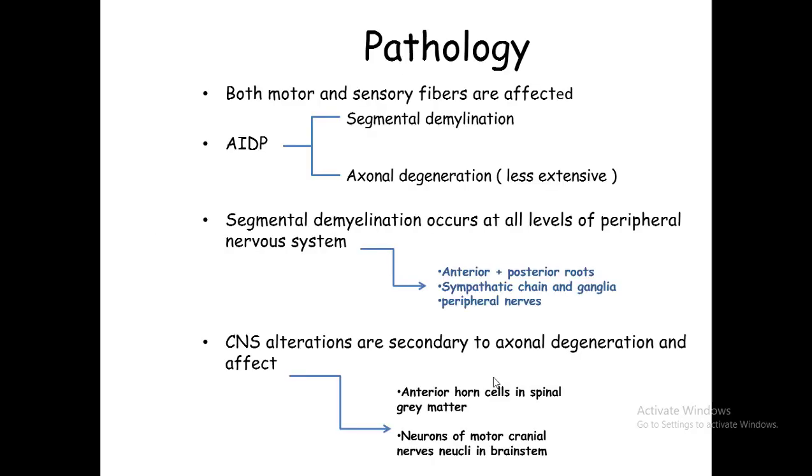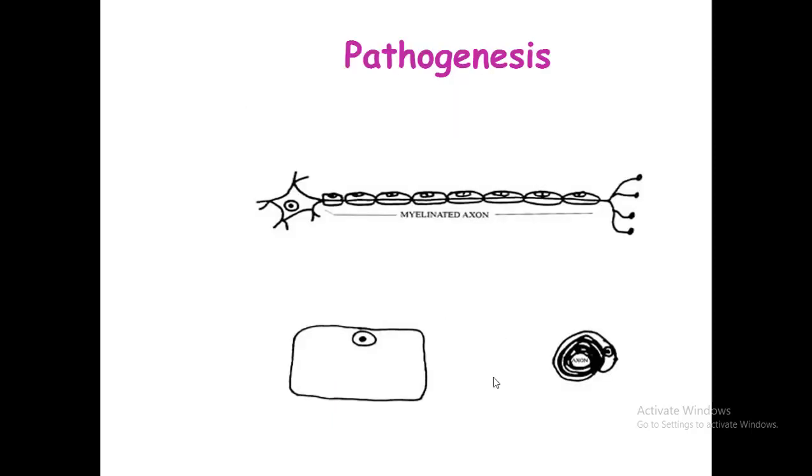The most common type is AIDP, the acute inflammatory demyelinating polyradiculoneuropathy. There is a demyelination. Most likely there is segmental demyelination, and to a lesser extent there might be axonal degeneration, or there might be a combination of both. It involves the peripheral nerves and even the cranial nerves.